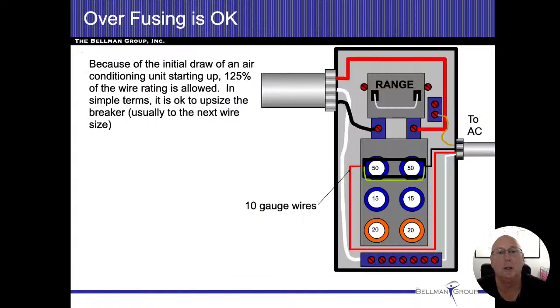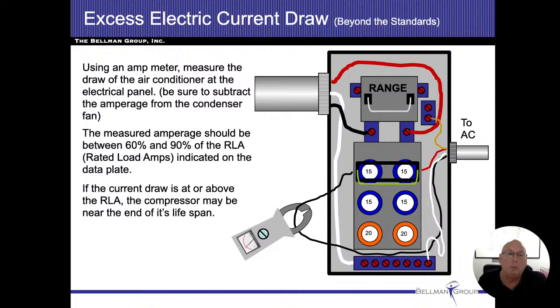So if you're gonna go a little bit overboard, and I like to do this, all right? We put amp meters on the power lines that come through there when the air conditioner is running, and it should be somewhere between 60 and 90% of whatever the total of the RLA is, or the rated load amps.